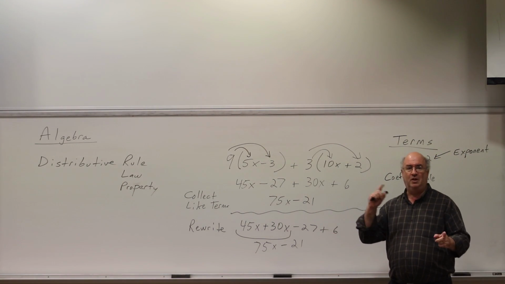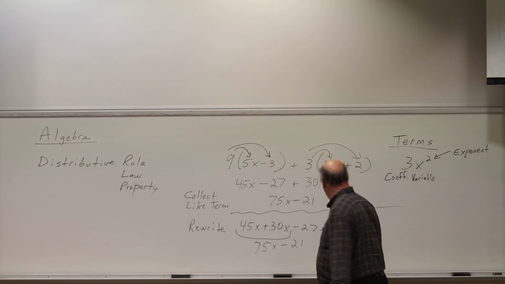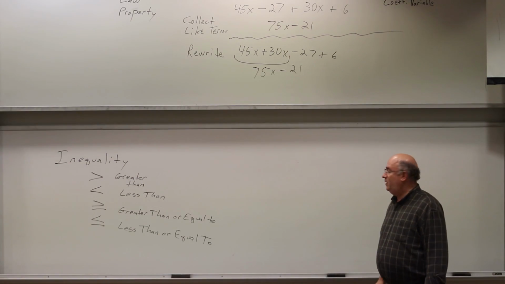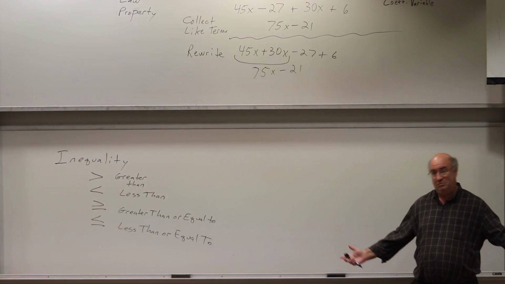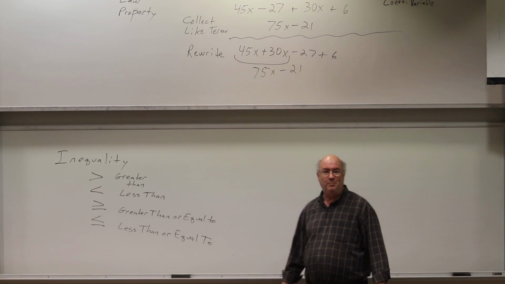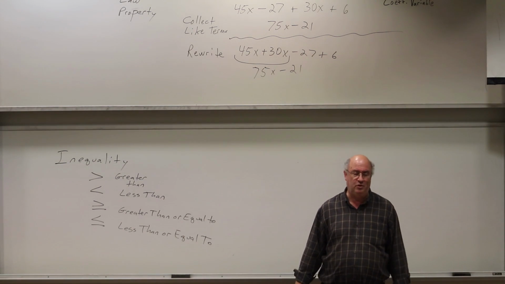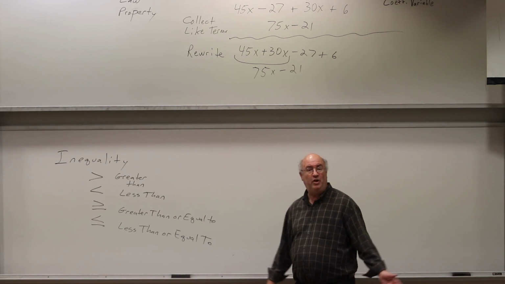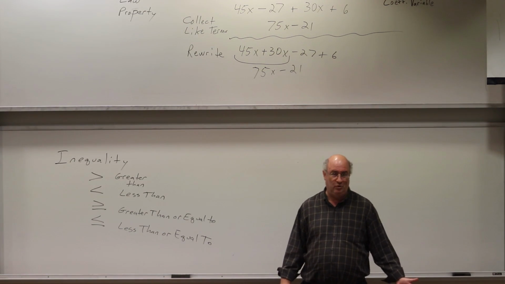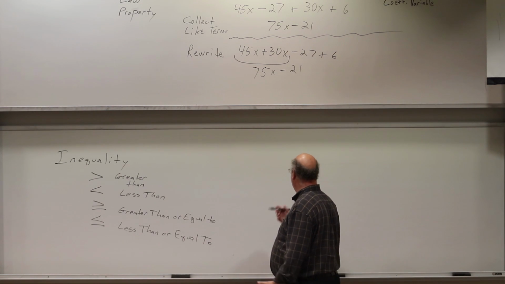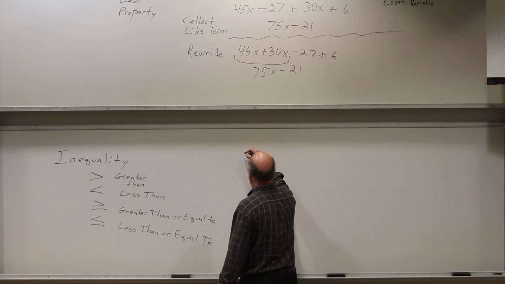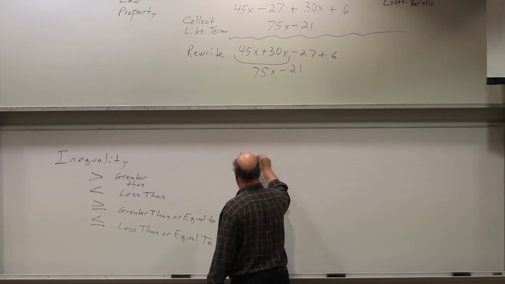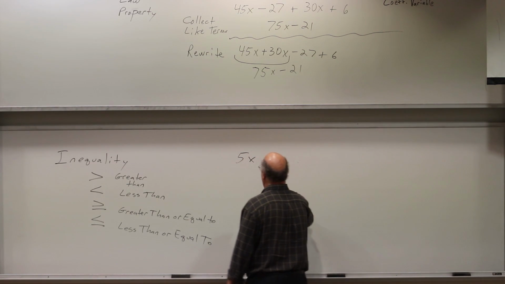Okay, let's take our distributive rule and let's look at something called an inequality. An inequality, something that's not equal. Something's bigger than something, called greater than, something smaller than something, or less than. Can be greater than or equal to, can be less than or equal to. All right, let's, for demo's sake, let's take a look at what we have.